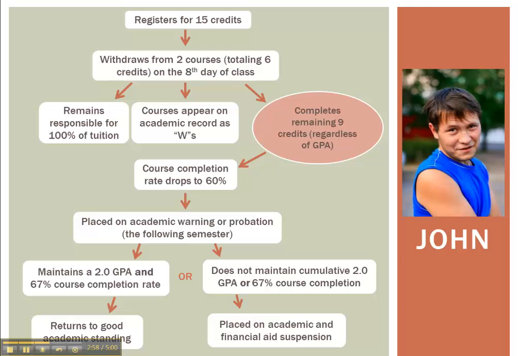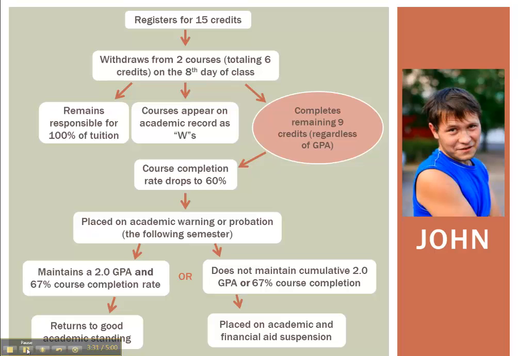Finally, we have John. Like Joe and Jane, he also registers for 15 credits at the beginning of the fall semester. However, 2 weeks in, he gets promoted to a full-time position at work and realizes he just can't manage 15 credits. He logs into e-services and withdraws from two of his 3-credit courses. Because he withdraws, John remains financially responsible for all 15 credits worth of tuition. When John takes a look at his transcripts, he now sees 2 W's in place of these courses.